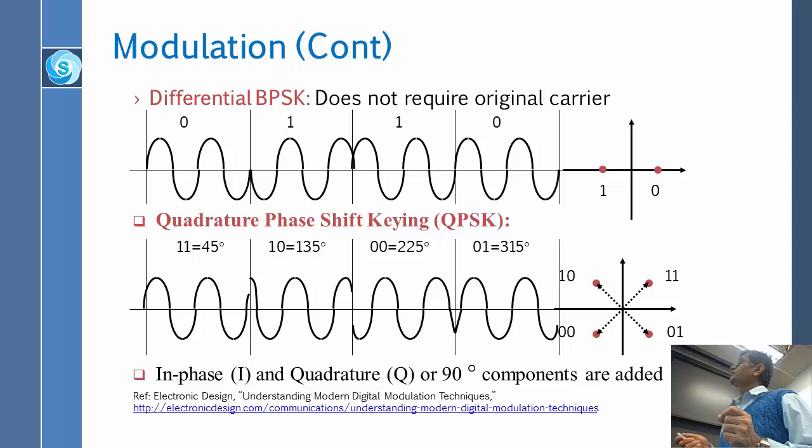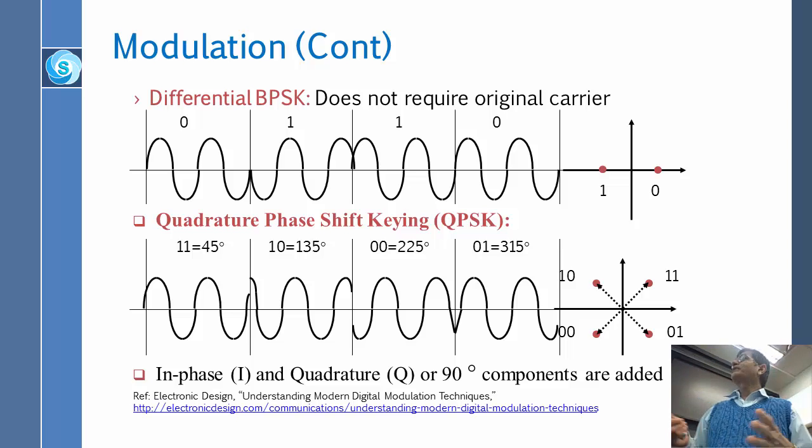What you could do is take 2 bits at a time: 1 1 would be 45 degrees, 1 0 would be 135 degrees, 0 0 would be 225 degrees, and 0 1 would be 315 degrees. Whenever you see this shift, in this case 45 degrees, in this case 135 degrees, in this case 225 degrees, and so on, you know what bits are coming. So now you can get 2 bits in the same time. This will be twice as fast compared to BPSK. QPSK will be twice as many bits per second.